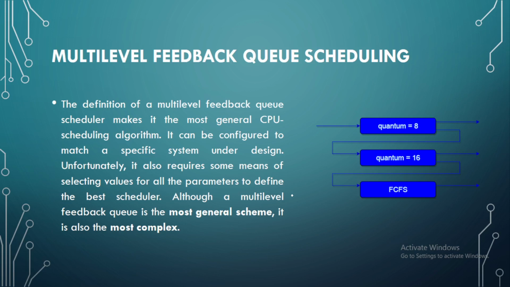So the difference between multi-level and multi-level feedback queue scheduling algorithms: in multi-level scheduling, the queues are permanent. The processes cannot move between the queues, so the lower priority processes can face starvation. In multi-level feedback queue scheduling, we can move processes from lower priority to higher priority and also from higher priority to lower priority. In that way, we can solve the starvation problem.